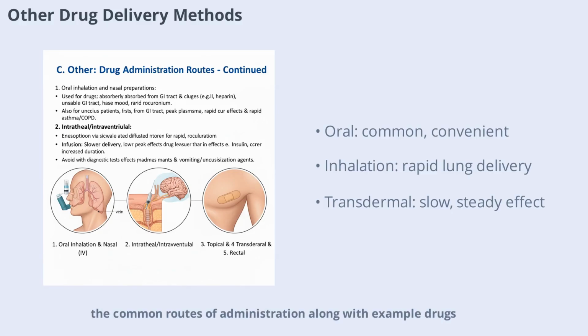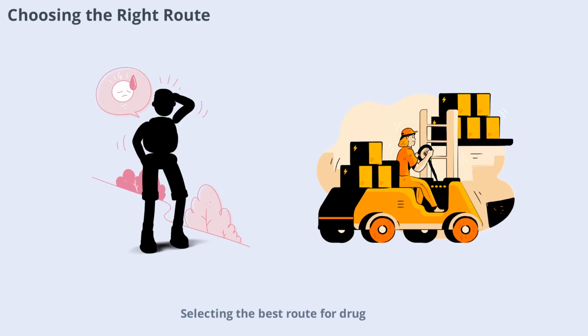The following figure summarizes characteristics of the common routes of administration, along with example drugs. Selecting the best route for drug administration is a careful balance of effectiveness, safety, and patient comfort. For instance, intravenous injections are ideal for emergencies, while oral medications are preferred for everyday use due to their convenience. Some drugs require slow, sustained release, making depot injections or transdermal patches the best choice.